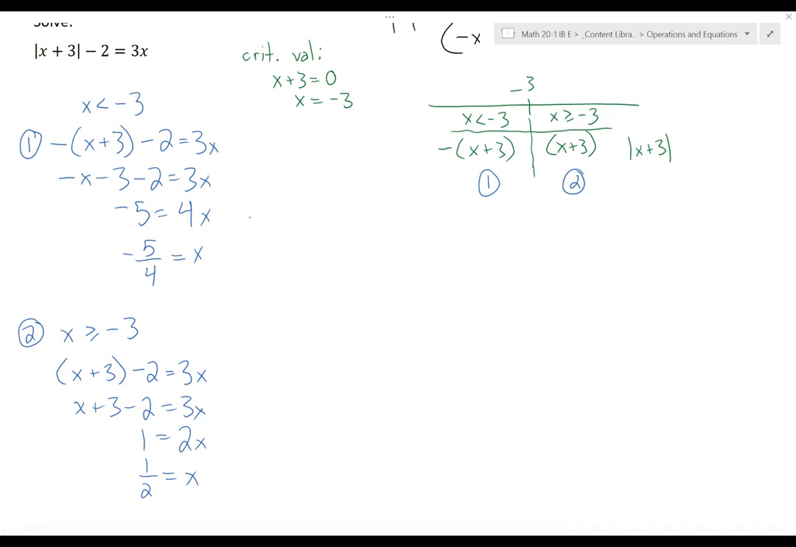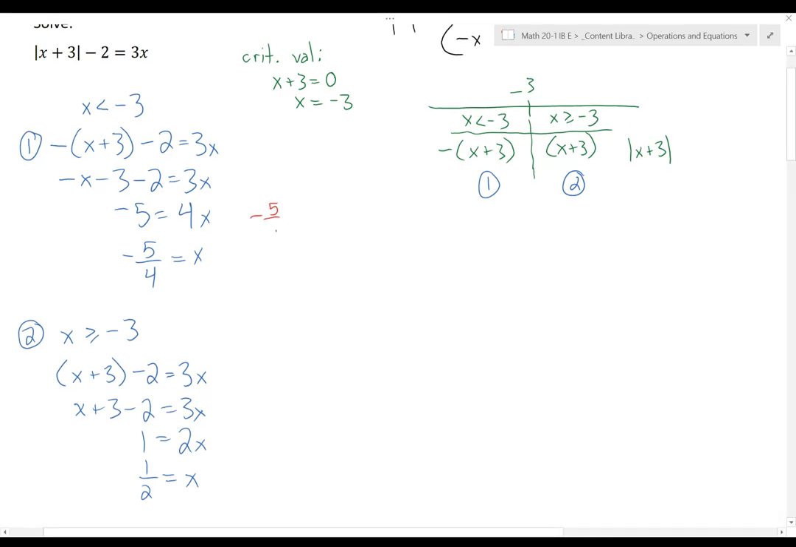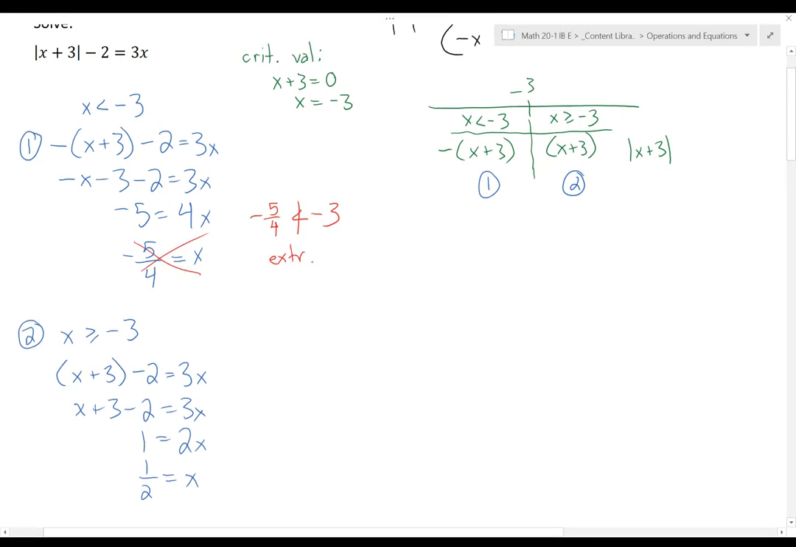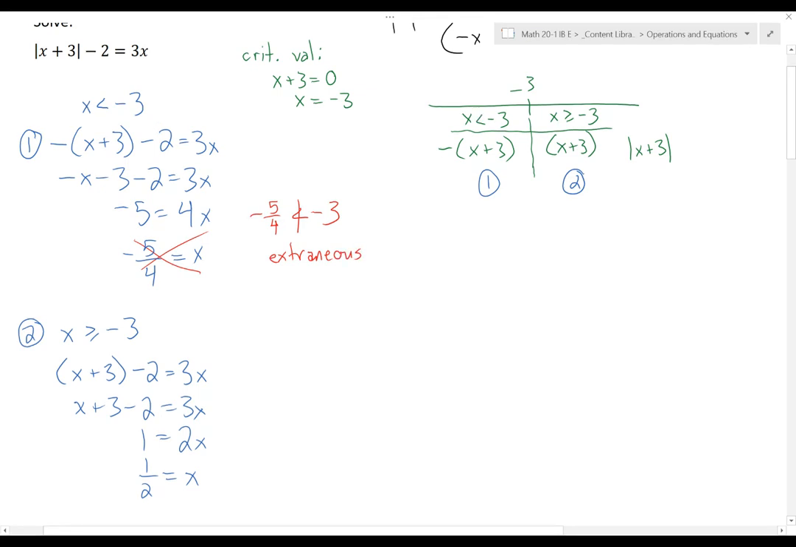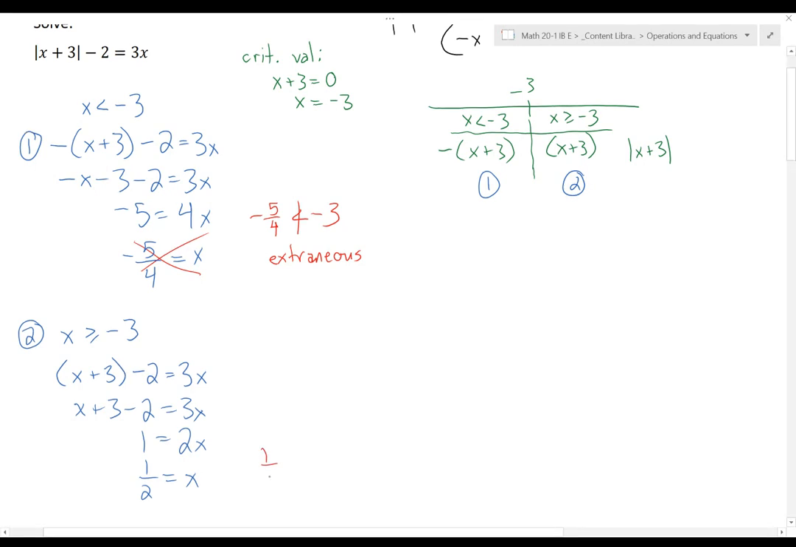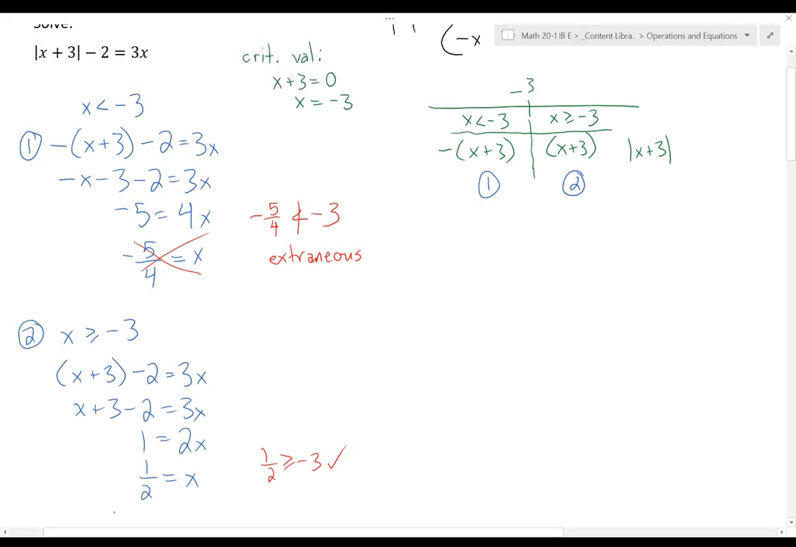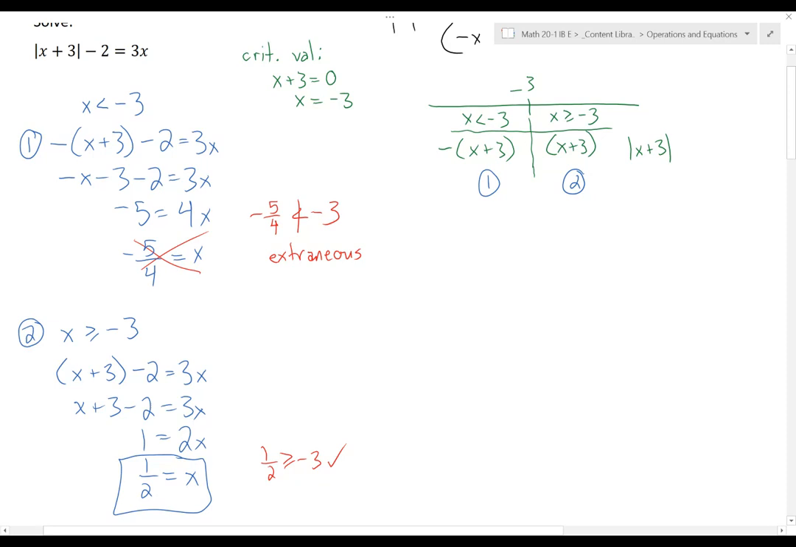So in the first case, negative 5 over 4 is not smaller than negative 3. So I actually have to reject that. It's an extraneous root. On a future example, we'll talk graphically about where that comes from, but for now, it's not in the domain. I reject it. 1/2, on the other hand, is greater than or equal to negative 3. So I don't have any problem there. So x equals 1/2 is the only solution to this equation. So that's the basic idea.